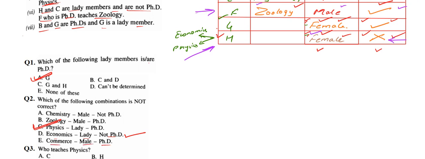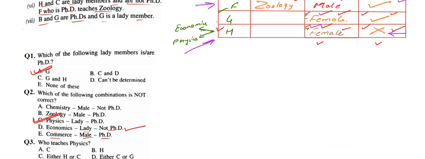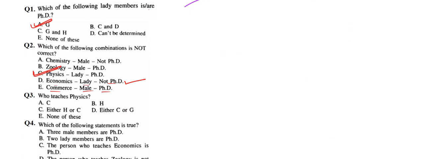Now we have commerce, male, PhD. So let's check. You can check in B, we have commerce, male, PhD. So this is also a correct option. Therefore answer to this question will be option number C. That is a wrong statement.